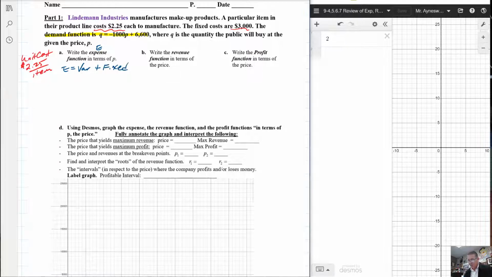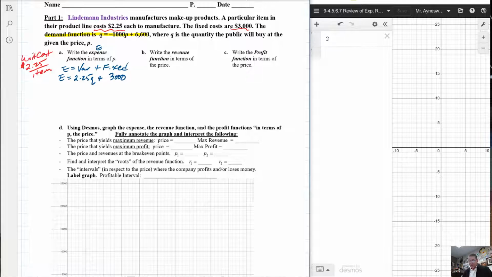Again, this is just review. This is going all the way back to section 4. The expenses are always equal to the variable cost, which is the unit cost times the quantity, plus the fixed costs. So we're going to take $2.25 times our quantity plus the fixed costs, and we're given that the fixed costs are $3,000.